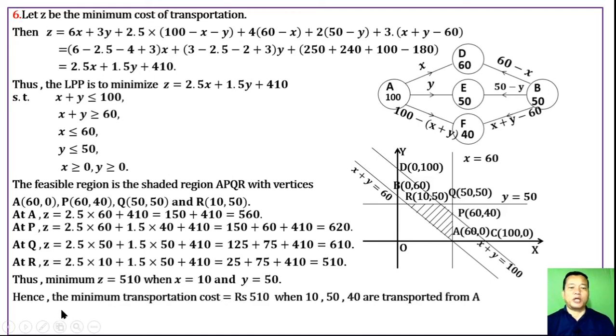Hence the minimum transportation cost is rupees 510 when 10, 50, 40 are transported from A and 50, 0, 0 are transported from B to shops D, E, F respectively.